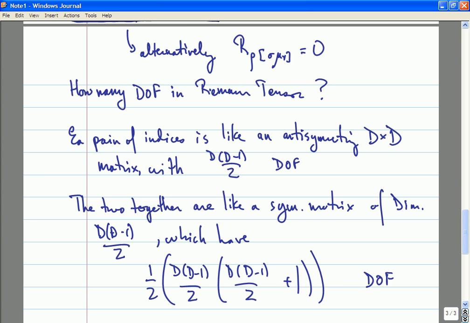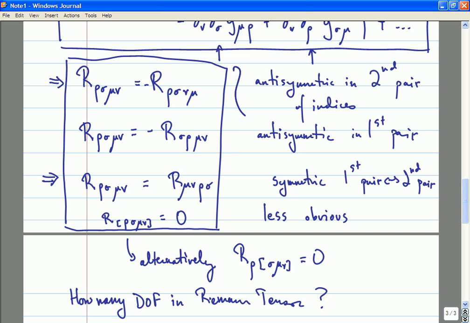So there then we have counted the number of degrees of freedom in a 4-index object obeying these first three equations. And now we just need to take into account this fourth equation. So how many constraints does this fourth equation impose? Well, it imposes D choose 4 constraints, which is the number of possible degrees of freedom in an anti-symmetric 4-index object. So that's D factorial over 4 factorial times D minus 4 factorial.